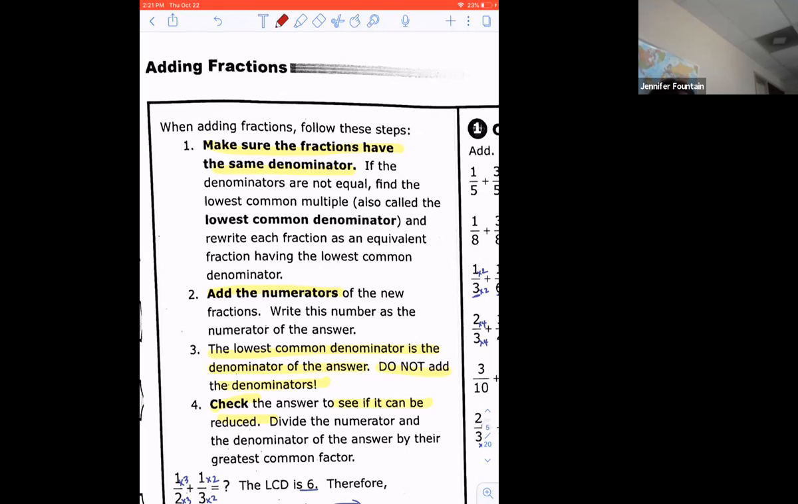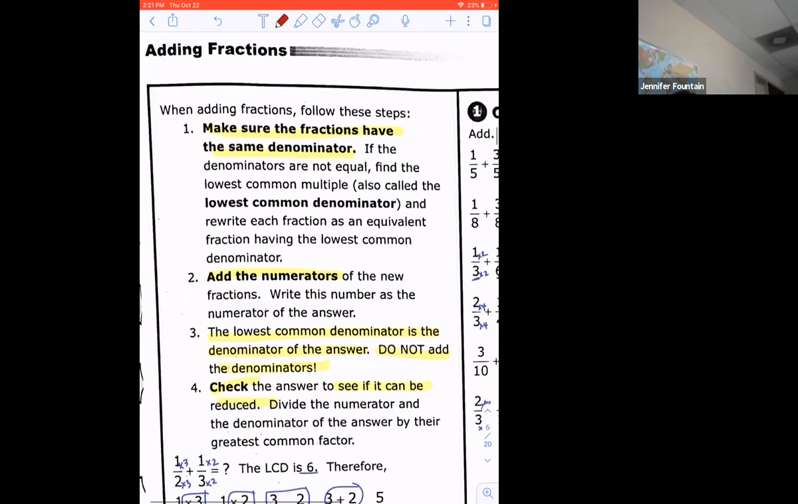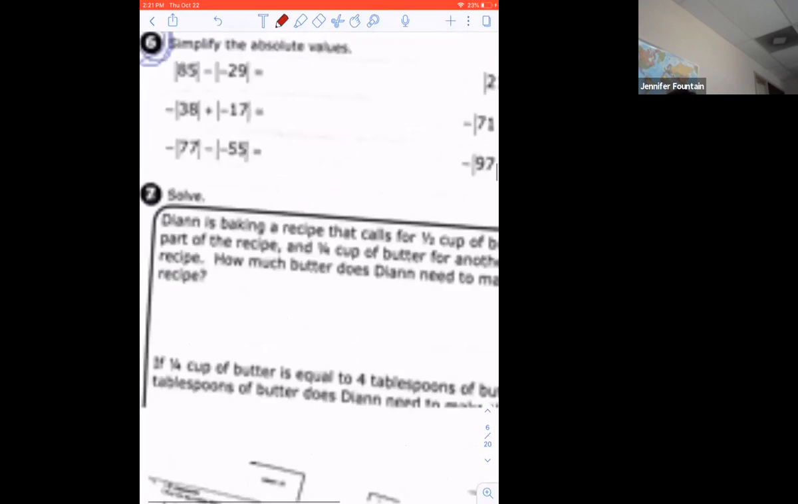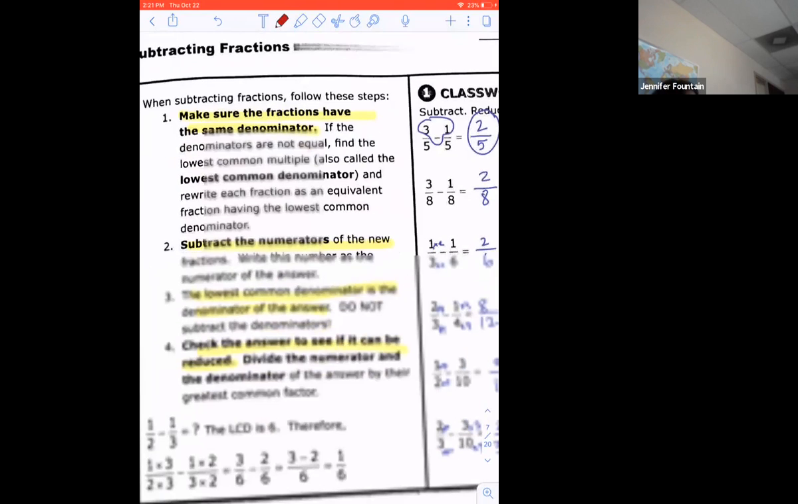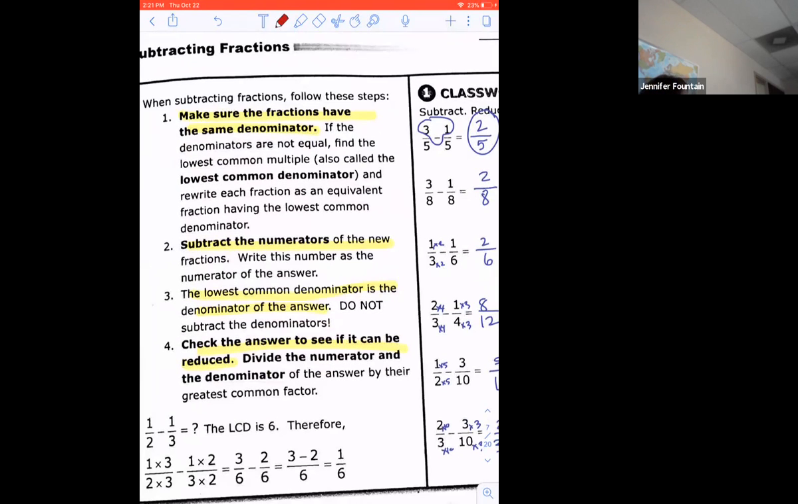On the back is subtracting fractions, so look at lesson 35. Step 1, make sure you have the same denominators again. Subtract the blank of the fractions and keep the blank the same. What am I going to subtract? Subtract the numerators and keep the denominators the same. Check to make sure the answer is in simplest form or reduced form, whichever one you want to call it.